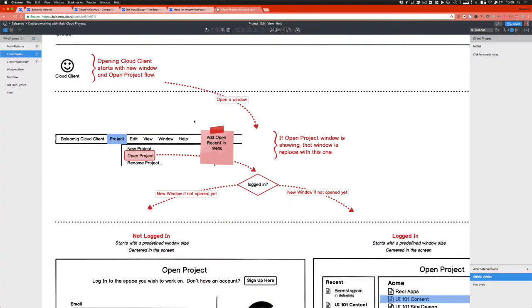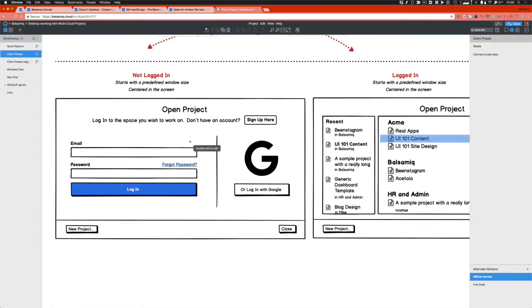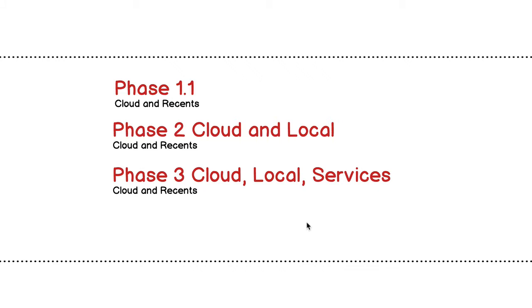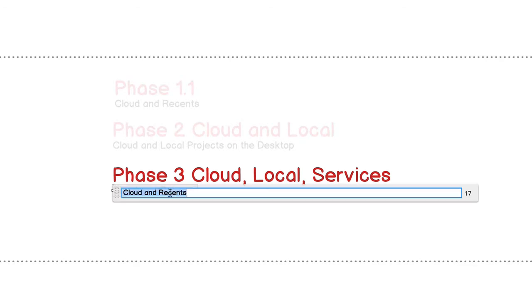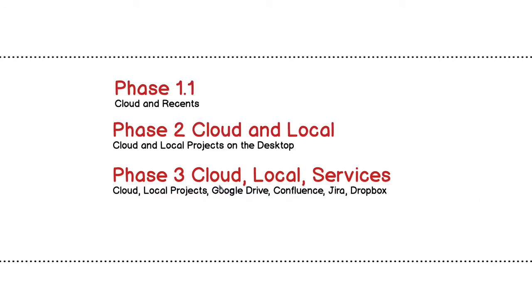But we're going to step back and wireframe a phased approach. The first thing I'm going to be wireframing now is what it looks like when you are working with projects in cloud only. And then phase 2 is when you're working with local files additionally. And phase 3 is when you're dealing with cloud and the services like Google Drive, Confluence, Jira. So that'll be the last set of wireframes that I'll do. So this will be sort of like showing the stages of evolution as we implement each phase.